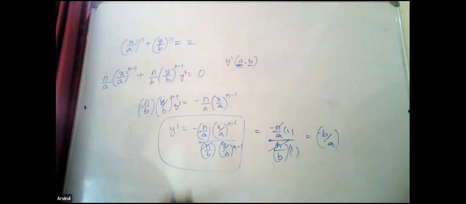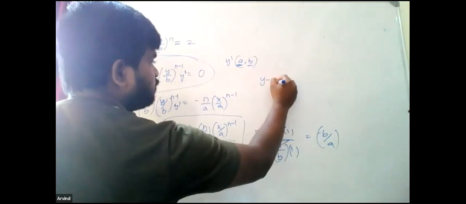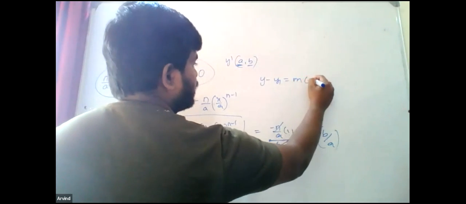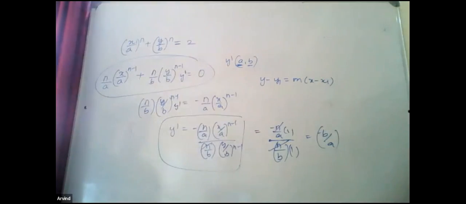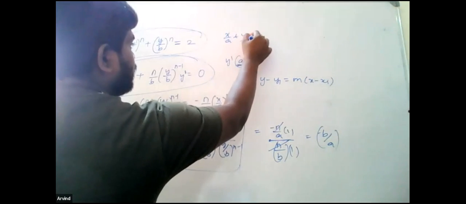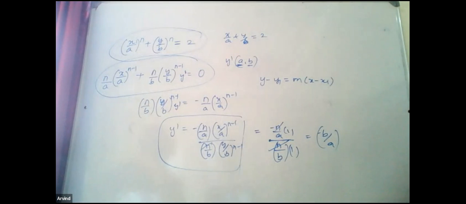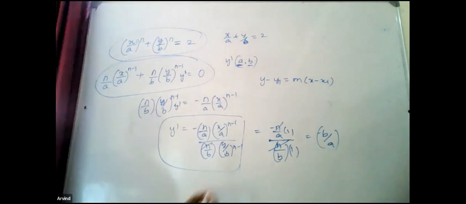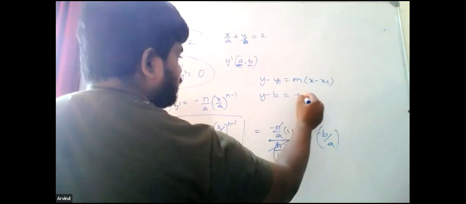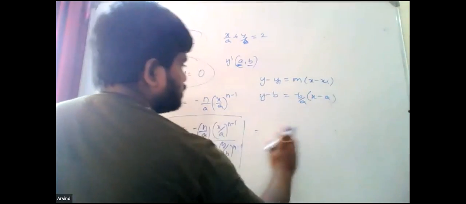I'll just summarize what I've done. I've differentiated this and got the slope. Now we know the equation of tangent: y minus y1 is equal to m into x minus x1. So for this curve, you'll get the equation of tangent as x by a plus y by b is equal to 2. That's what we are trying to do. So y minus y1, which is b, equal to m, which is minus b by a, into x minus x1, which is a. Let's just simplify this.